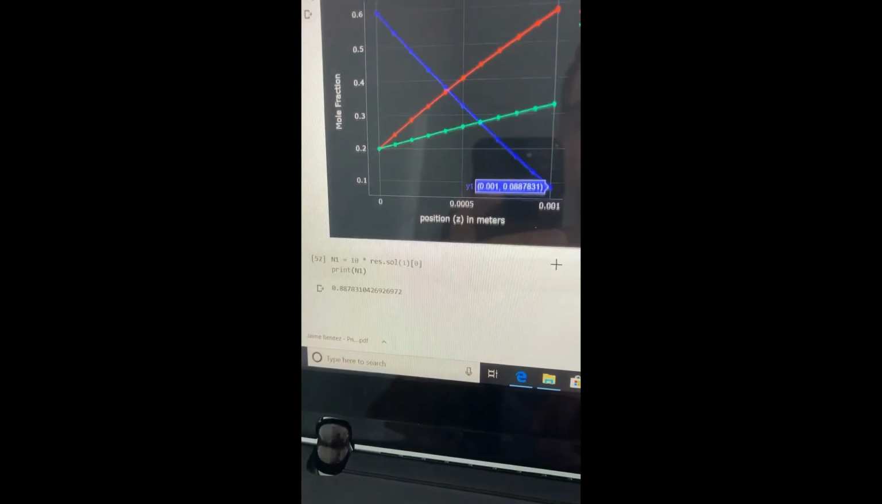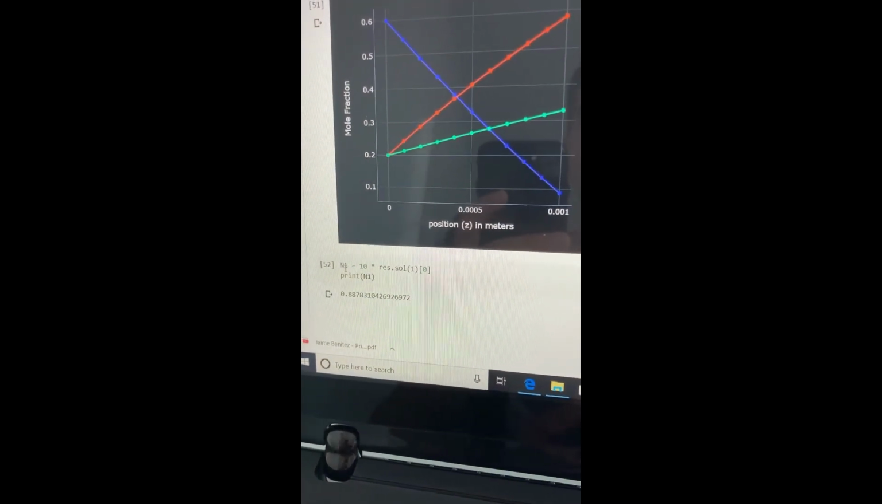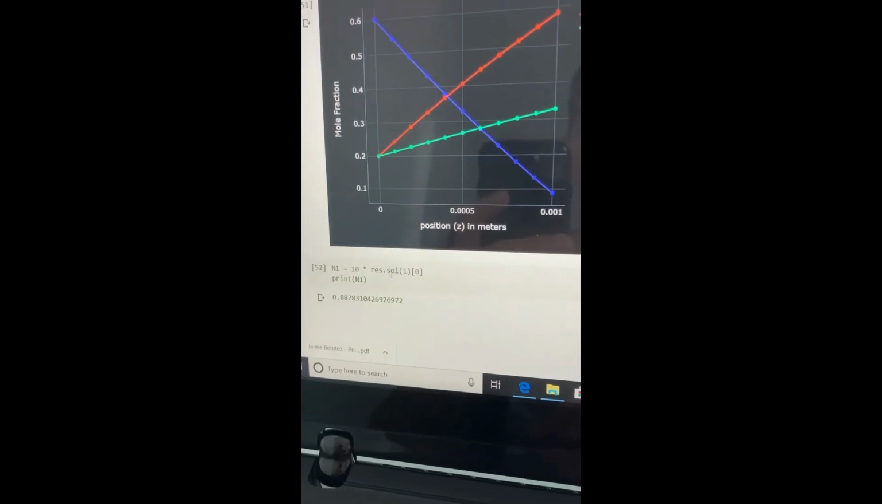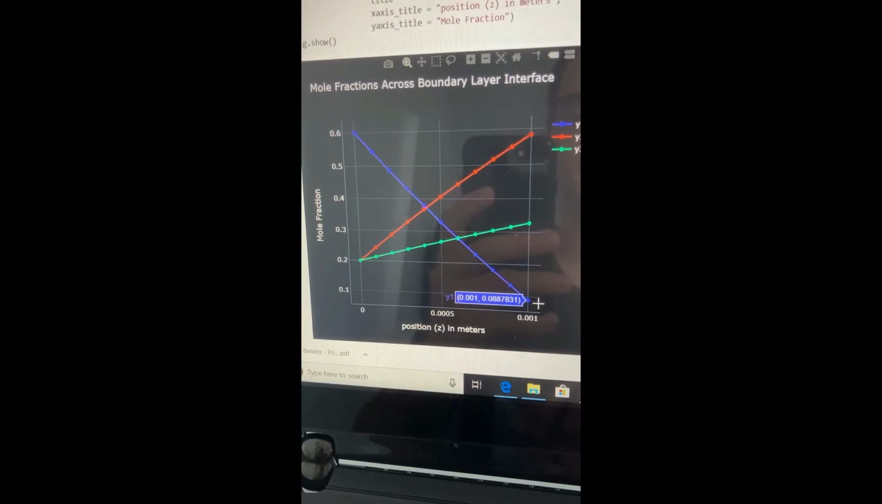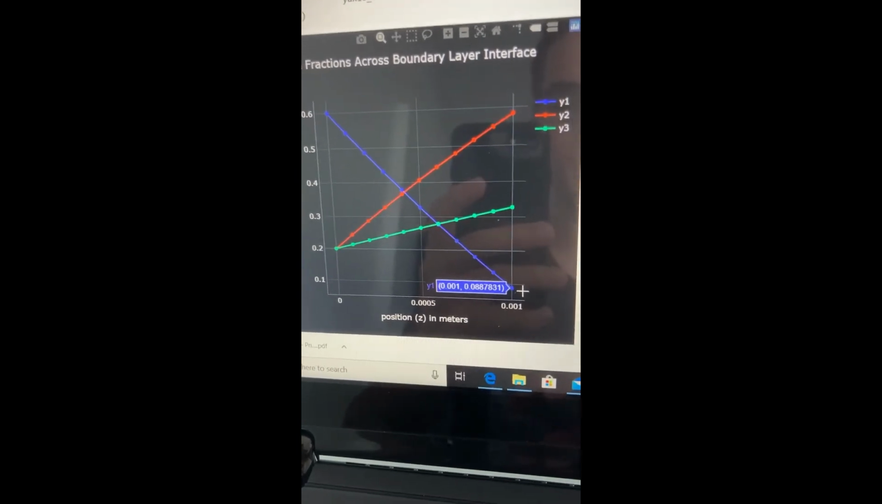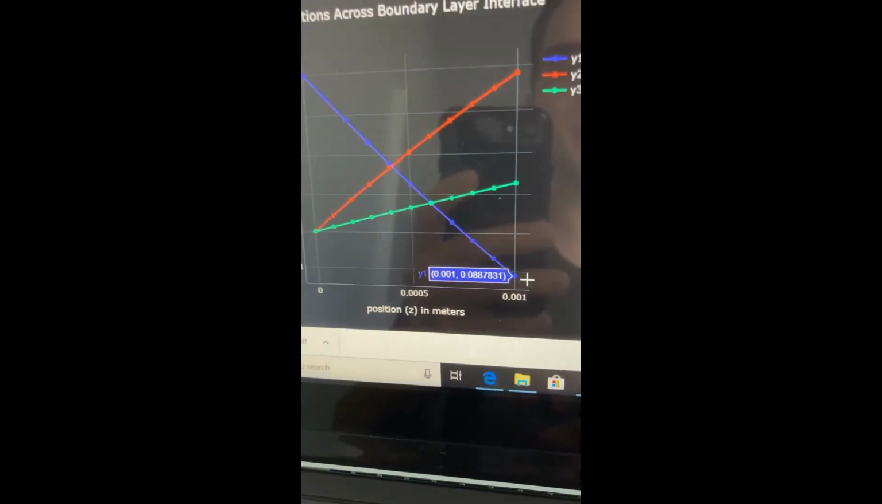And again, going down here, we can find out N1 by just using that piece of code. Or again, you can use it at the interface, taking that 0.088 times 10.